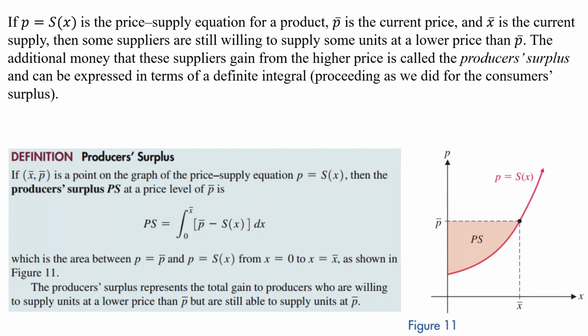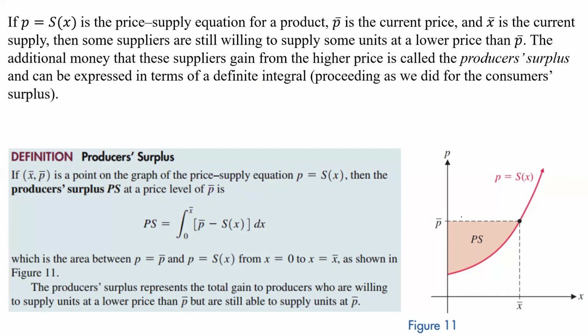And so that's going to be our producer surplus. It's going to be kind of the same thing. We're going to get a definite integral as we did with consumer surplus. So again, if we have this X bar, P bar, a point on the graph of the supply equation, P equals S of X, then the producer surplus at the price level P bar is going to go from 0 to X bar, because that's going to be our X one.